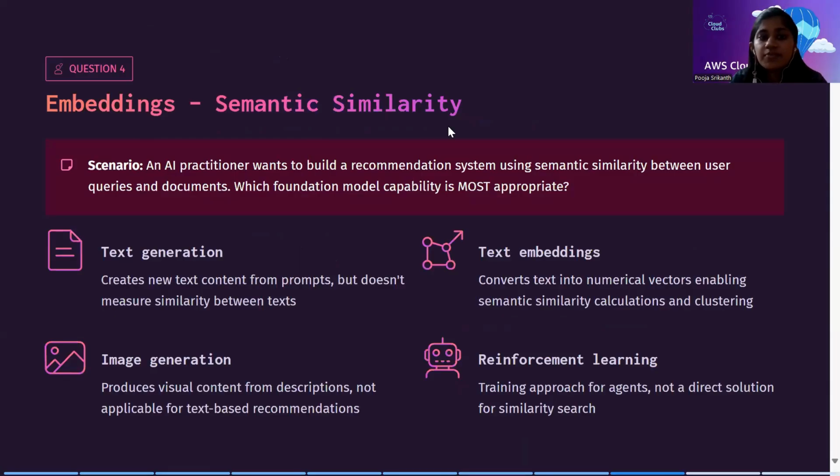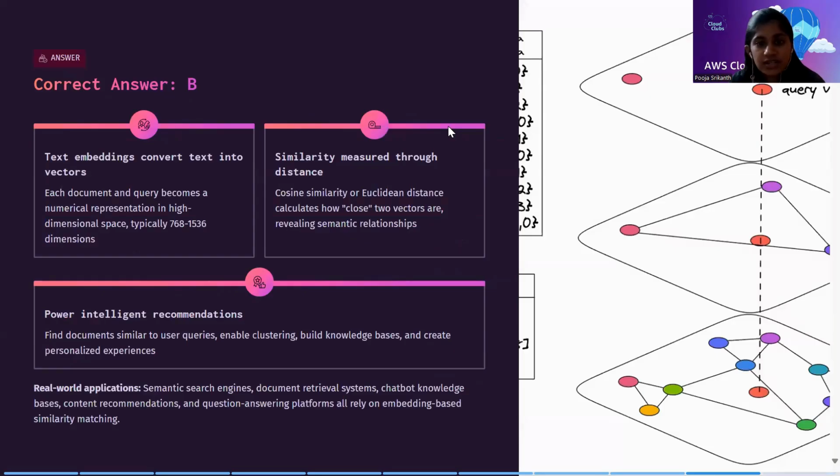Here, an AI practitioner wants to build a recommendation system using semantic similarity between user queries and documents. So you can take your time and figure out what the answer is. While I hold for 5 seconds, you can pause the video as well. Okay, so now let's see the answer, which is text embeddings.